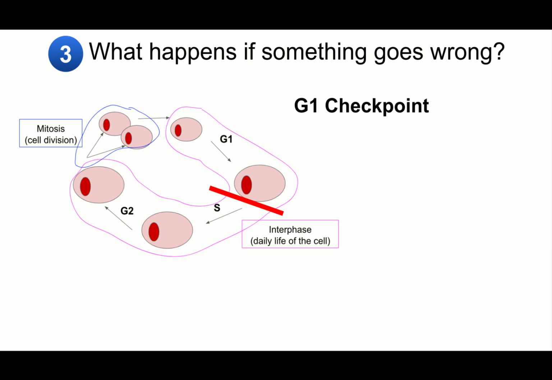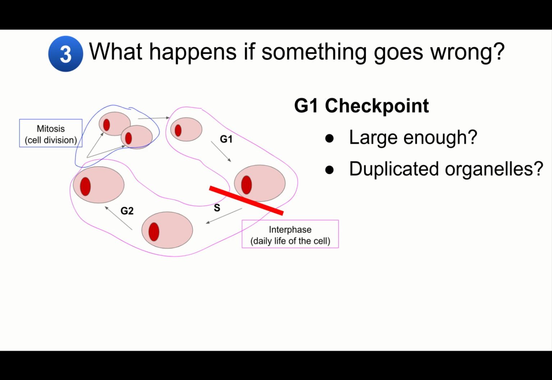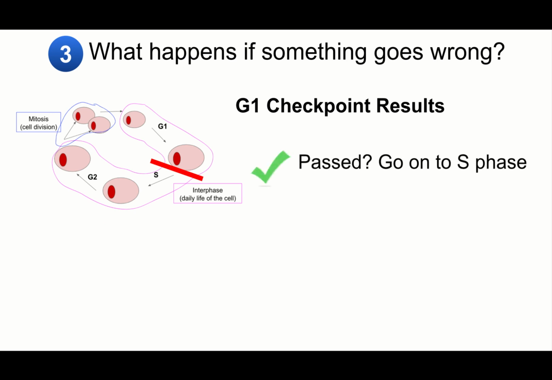So think about what's happened at the end of G1 phase. Our cell is much bigger. It should have duplicated its organelles. And the purpose of the G1 checkpoint is to check to make sure that that's happened. The checkpoint is making sure: is the cell large enough? Are there duplicated organelles? And is the cell still receiving growth signals? If the answer to these 3 questions is yes, then the cell passed and it will move on to S phase. If the answer to any of those questions is no, the cell fails the checkpoint and it goes into G0 phase, which is a new phase that I haven't told you about yet.